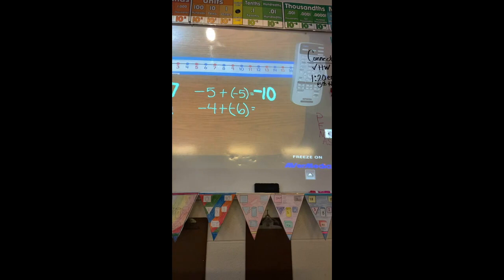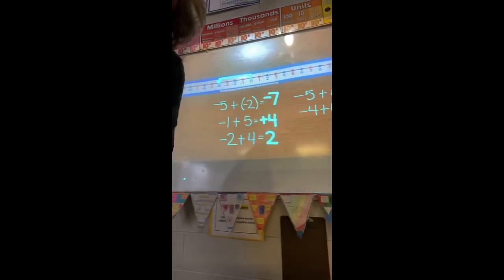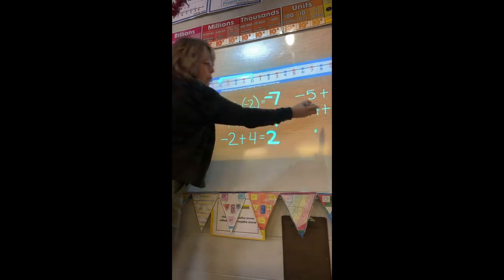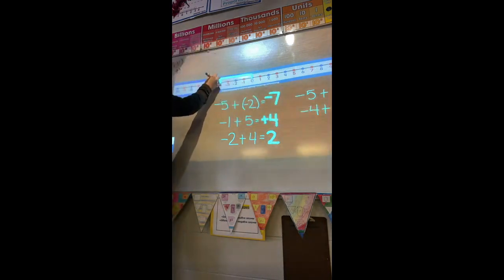The last one that we're going to do as an example is negative 4 plus a negative 6. So I'm starting at 0 and I'm going over to negative 4. So this is where we're starting. And now we want to go in the negative direction. You see where I'm at up there? We're going in the negative direction 6 more places. So I go 1, 2, 3, 4, 5, 6. And I end up at negative 10.